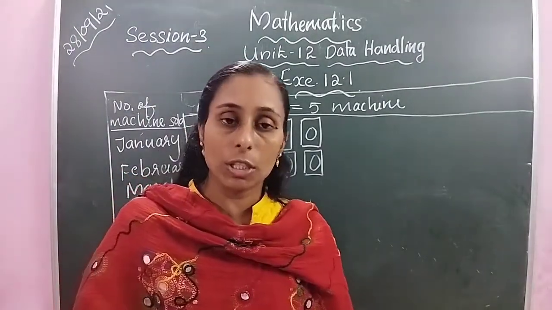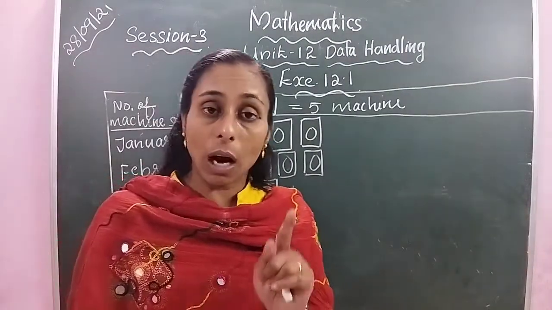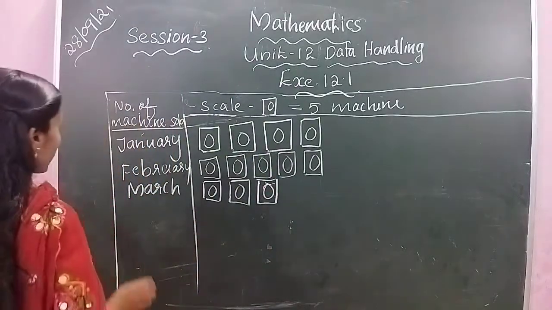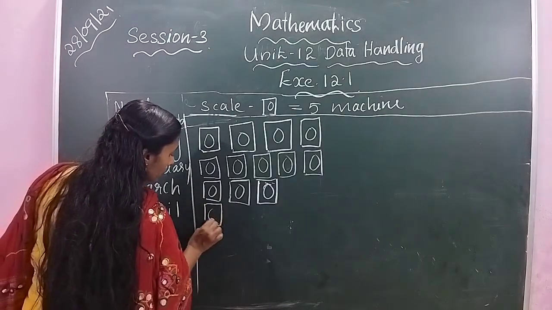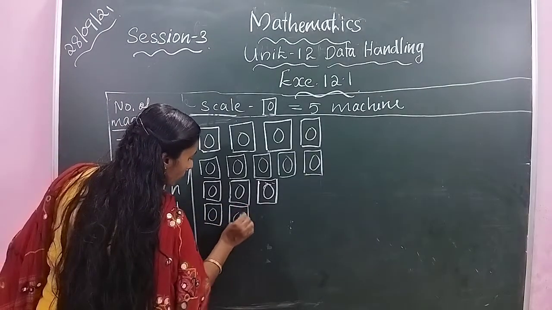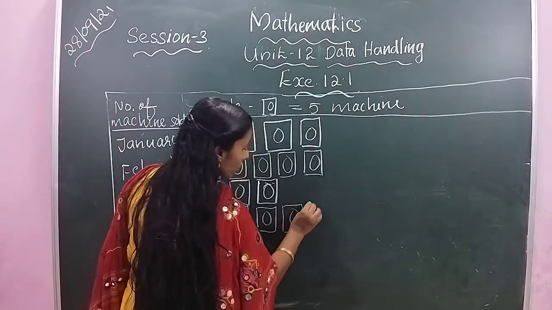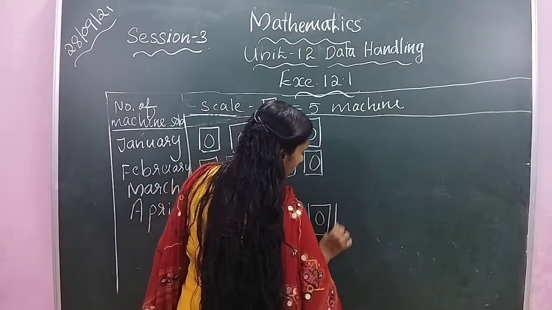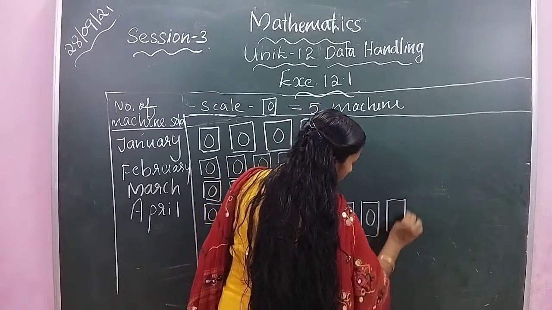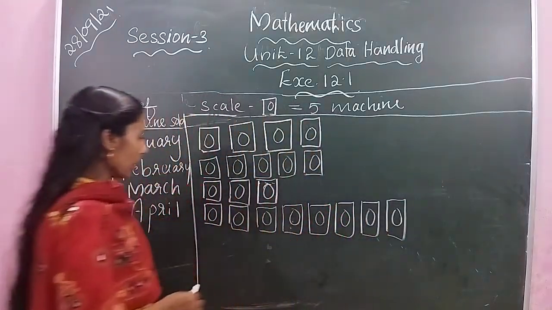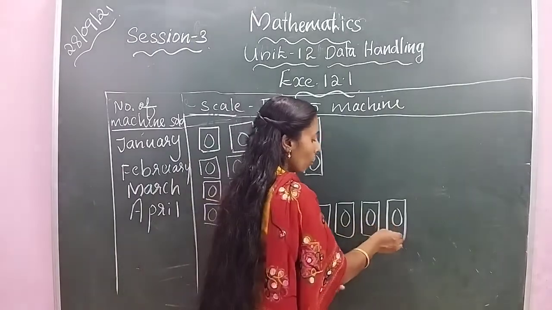April, 40 machines sold. How many symbols should we draw here? 5 eights are 40. So 8 symbols should be there. 1, 2, 3, 4, 5, 6, 7, 8. 8 symbols mean 40 machines: 5, 10, 15, 20, 25, 30, 35, 40.